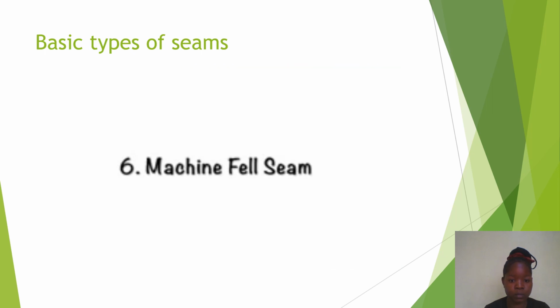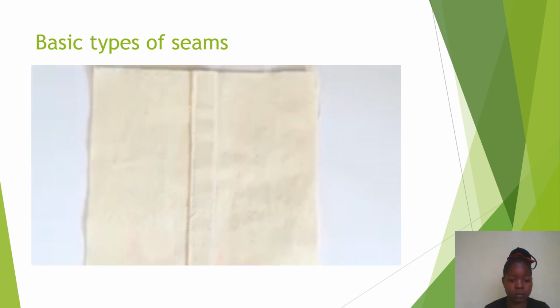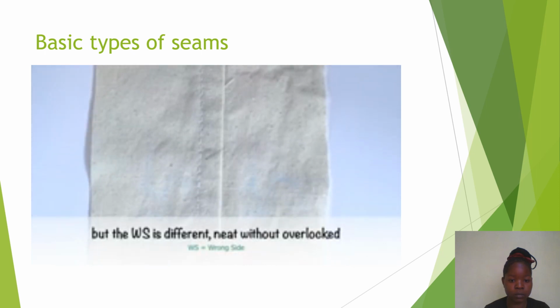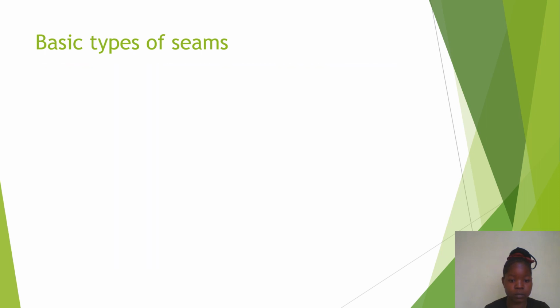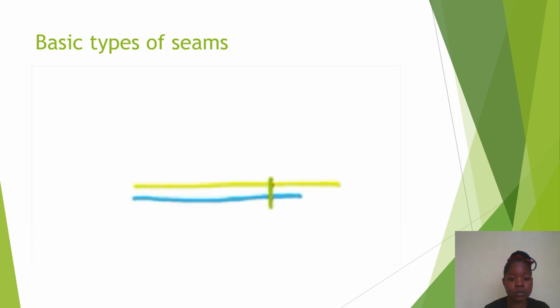Machine fell seam. This seam looks like a plain seam with double top stitching, but the wrong side is different, neat without overlock. The constructions: first fabric with 1 cm seam allowance, the second fabric with 2 cm seam allowance, then stitch the seam line. Both fabrics will have 1 cm difference in seam allowance.